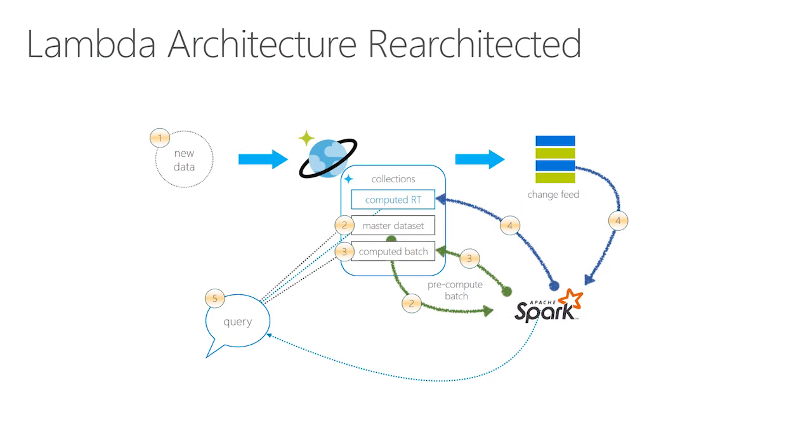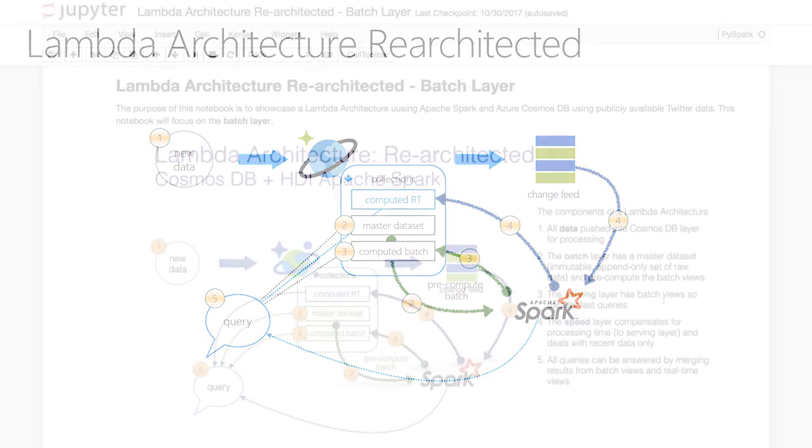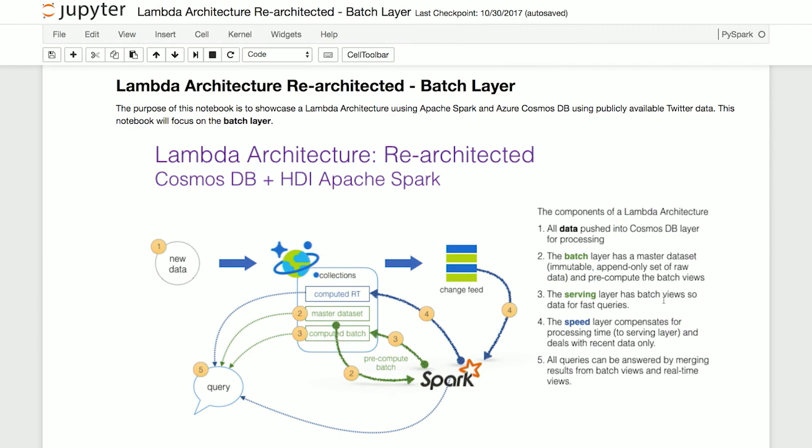So let's simplify the Lambda architecture by using only Cosmos DB and HD Insight Spark. As you can see from this notebook, we're going to push all of our data, in this case Twitter data, into Cosmos DB for processing. The batch layer has the master data set, which is an immutable append-only set of raw data, which we pre-compute the batch views, after which we're going to serve the data to our users. So let's start with this particular demo.